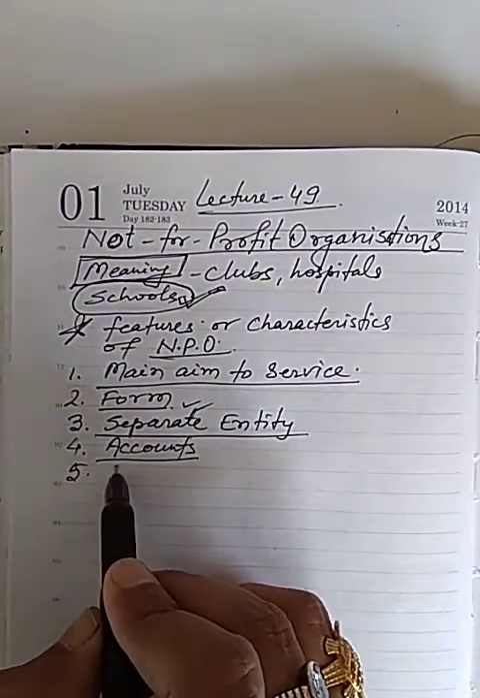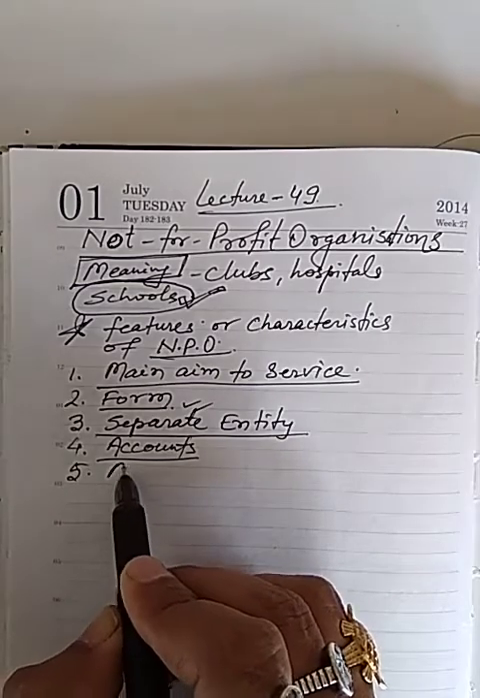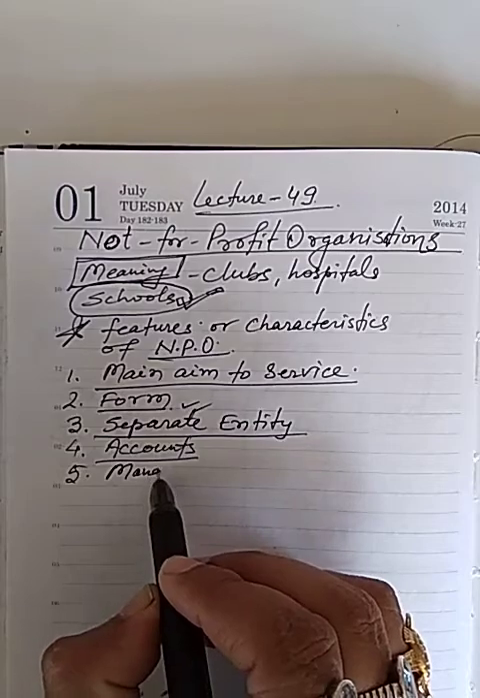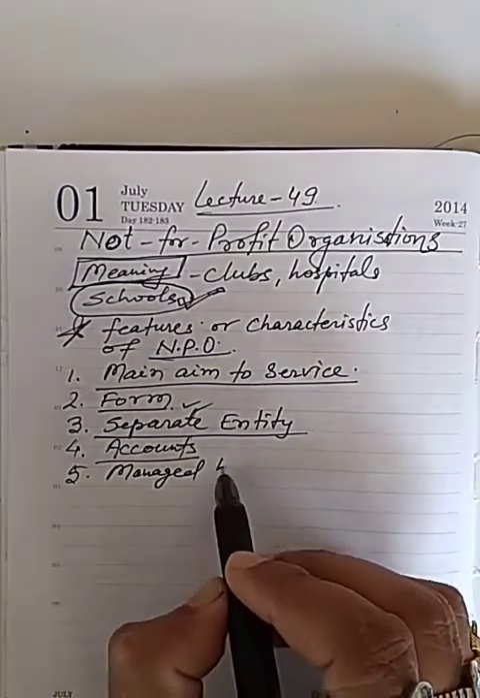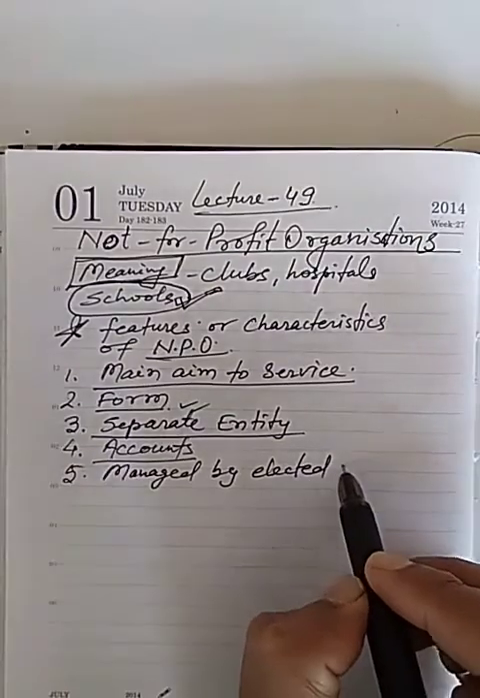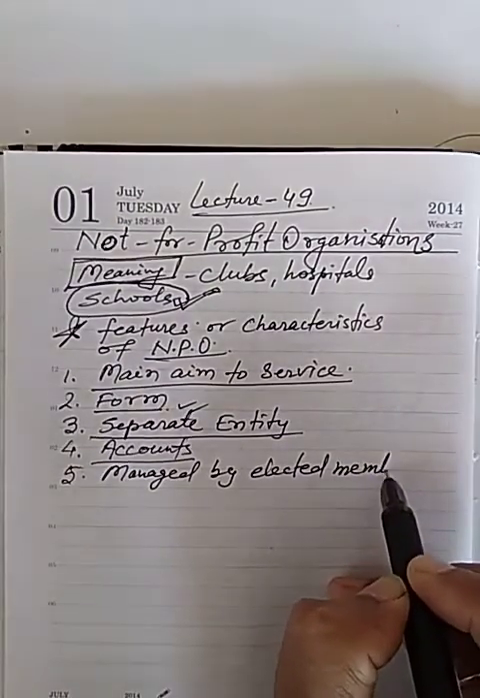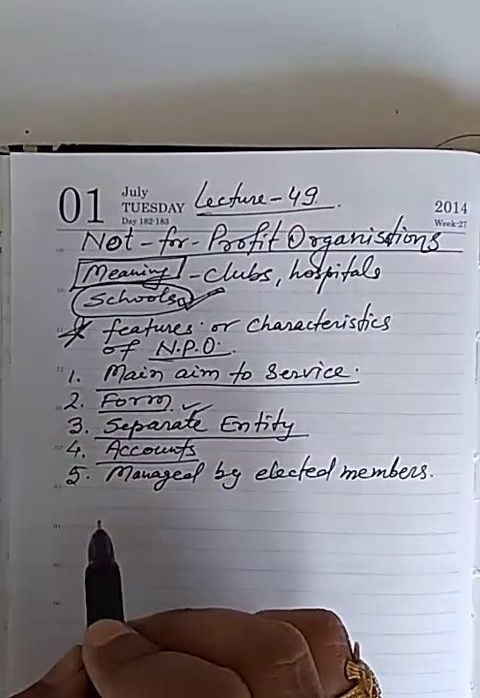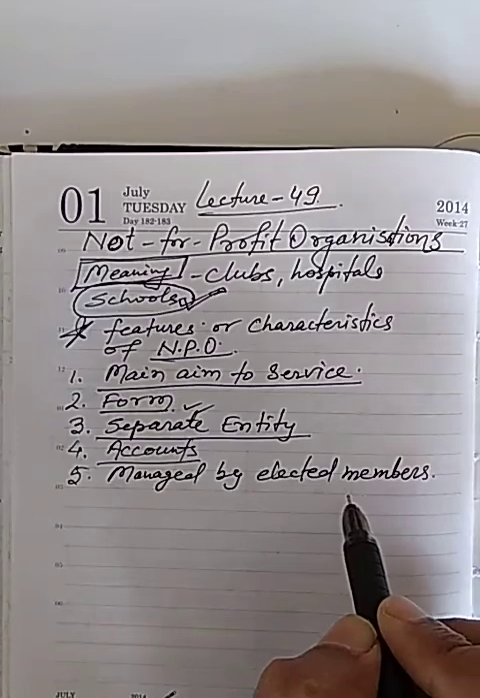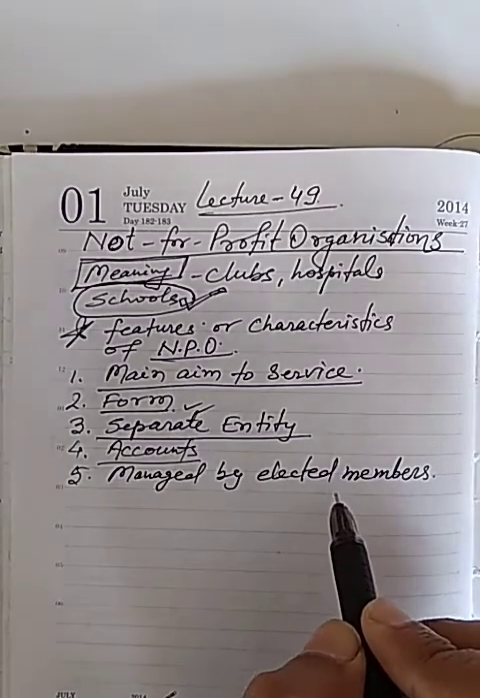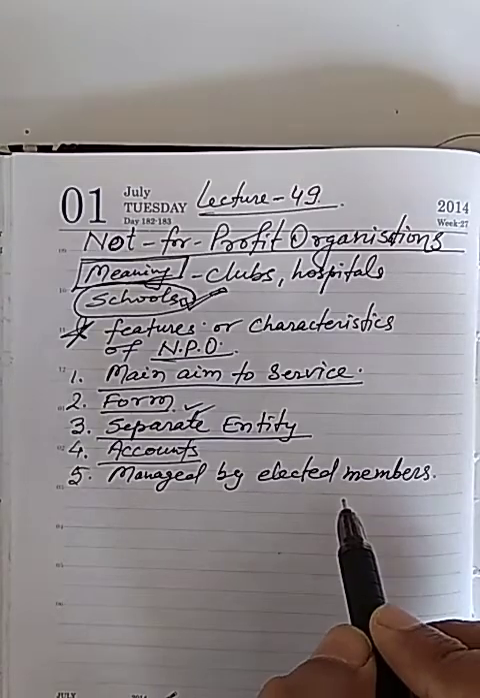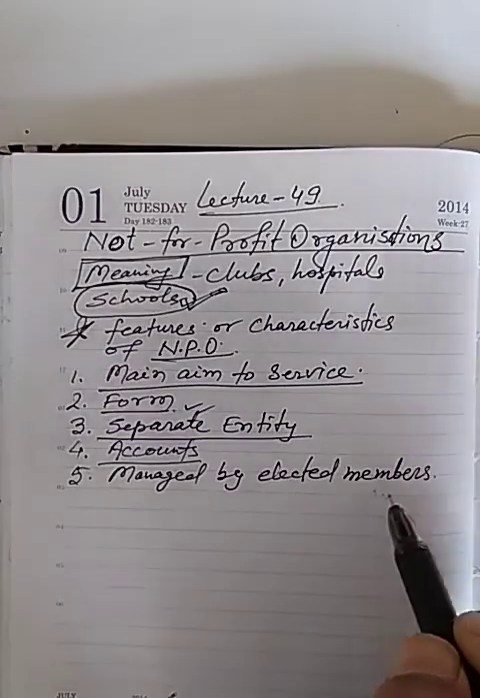Next point is managed by elected members. These organizations are usually managed by a managing or executive committee elected by its members.